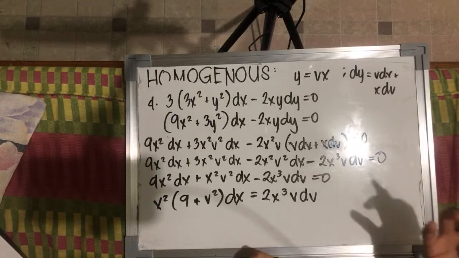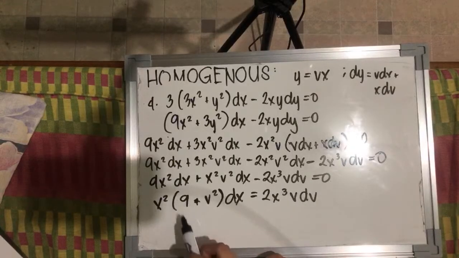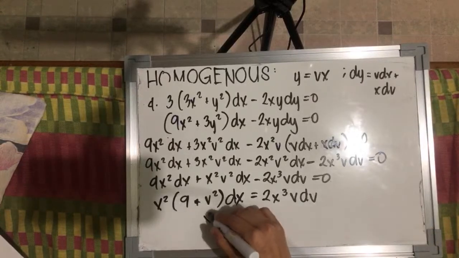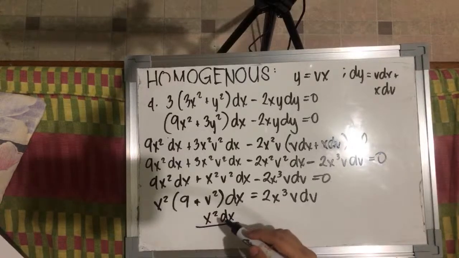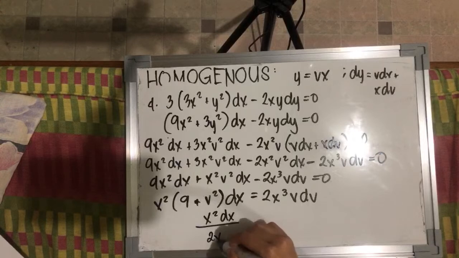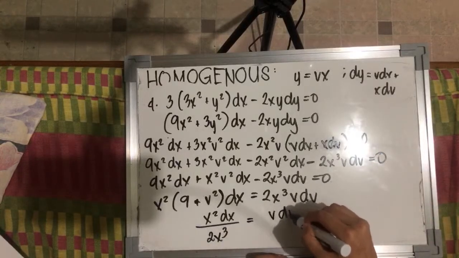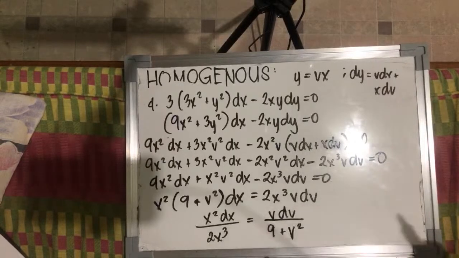So, combine similar terms. Itong x cubed ipupunta ko dito, tas itong 9 plus v squared ipupunta ko sa kabila. So, magiging x squared dx over 2x cubed is equal to v dv over 9 plus v squared.